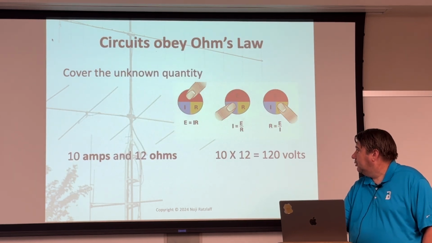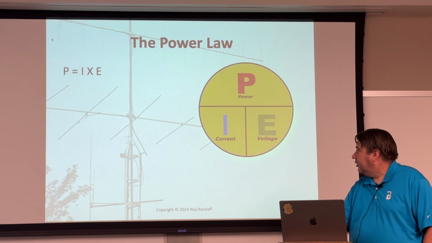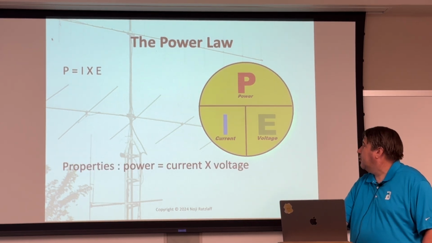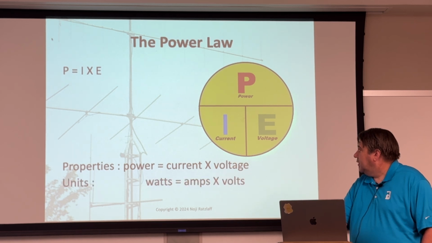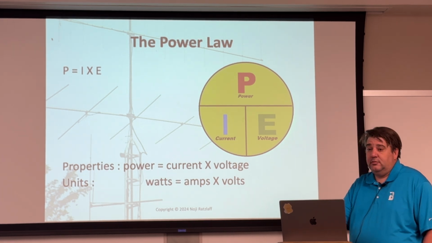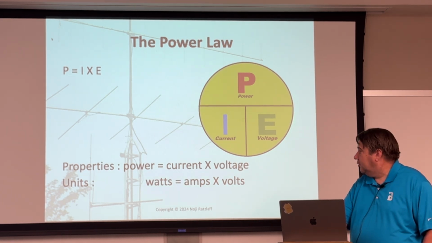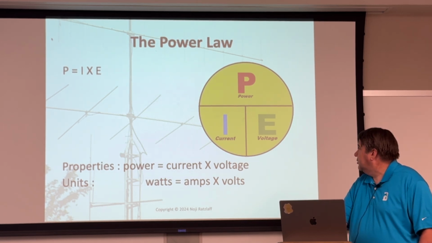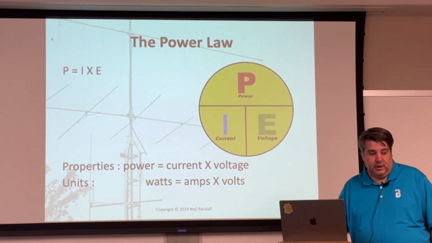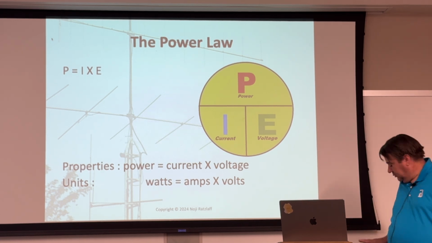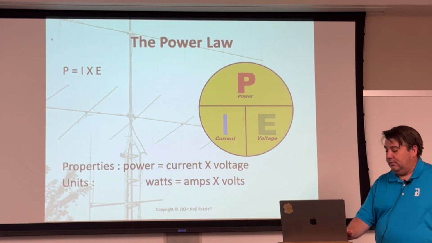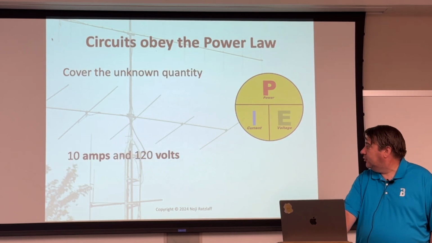Okay, and we had this other one for power, the power law. So we had Ohm's law and we had the power law. The power law is power is equal to the amount of current times the amount of voltage, or electrical potential energy. Okay, you see okay from there? Okay, so that got us down to electricity.